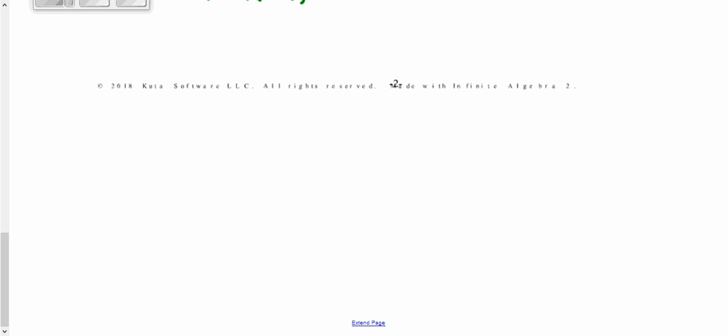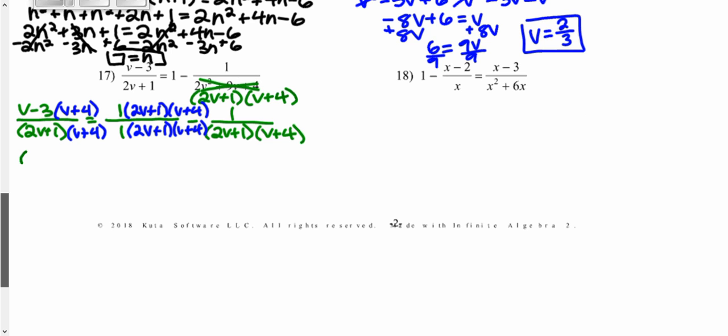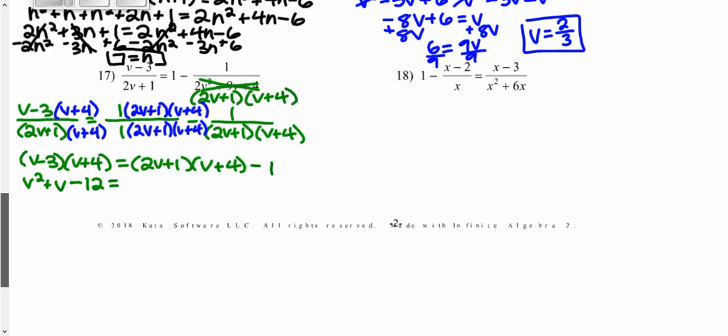Once all the denominators are the same, we can just write an equation across the numerator. So that would be v minus 3 and v plus 4 equals 2v plus 1 times v plus 4 minus 1. So I'm going to multiply out. Using FOIL, that would give me v squared plus v minus 12 equals, if I FOIL those two together, I get 2v squared plus 9v plus 4. Don't lose that minus 1.